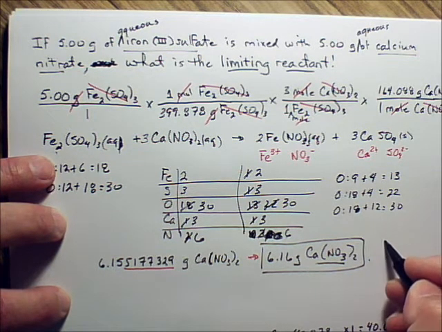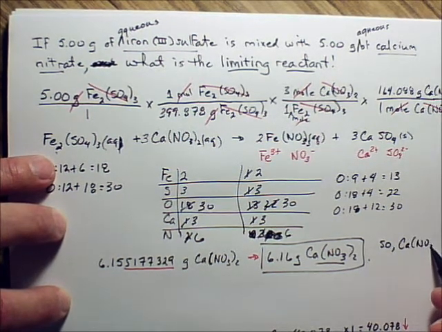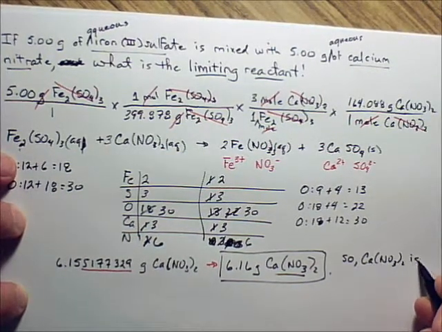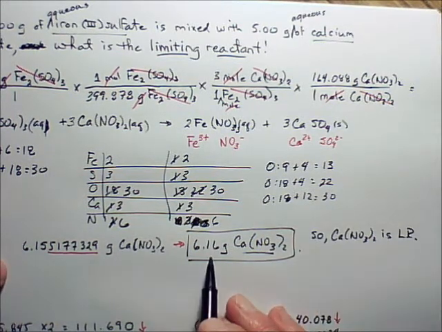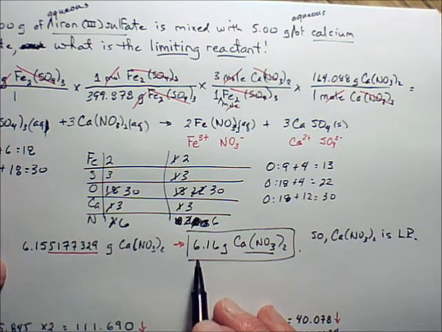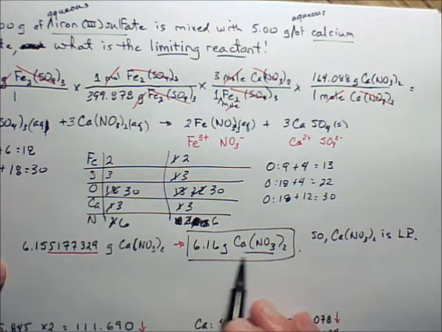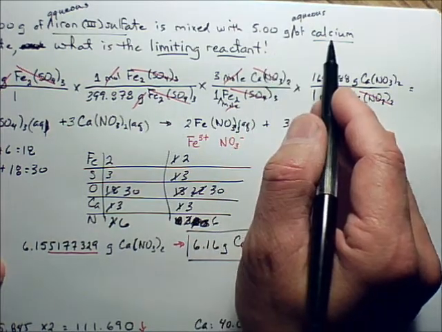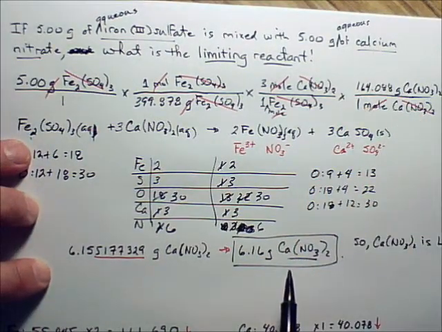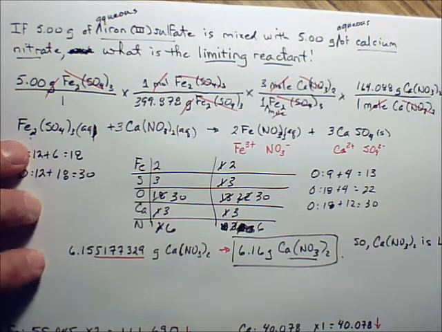So calcium nitrate is the limiting reactant. Could you say that one more time? If the calculated amount of a reactant is greater than the given amount of that same reactant, then that species is the limiting reactant.